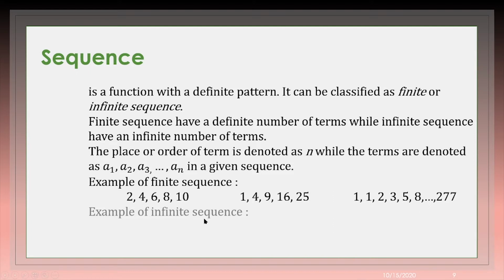While on the other hand, we have an infinite sequence. We have 2, 4, 6, 8, 10, and then three dots. It means that it is an ellipsis. It is continuous. So the other examples: 1, 4, 9, 16, 25, continuous again. 1, 1, 2, 3, 5, 8, 13, continuous again. So it means that it has an infinite number of terms. Hindi natin mabibilang yun.